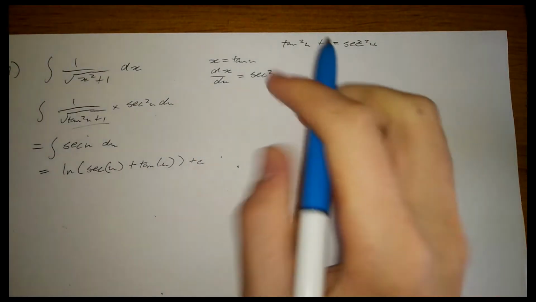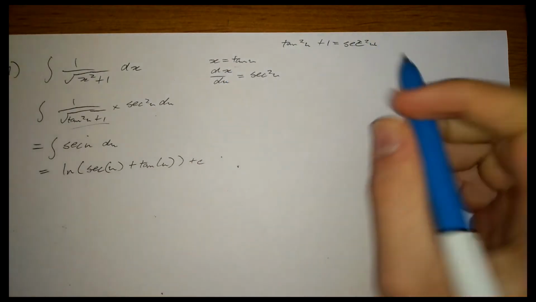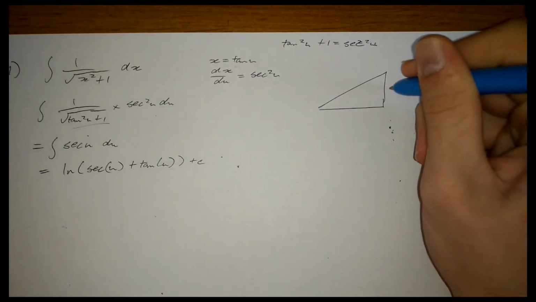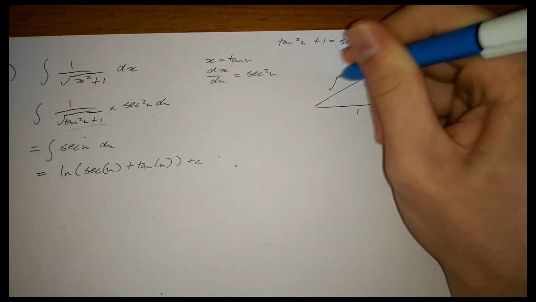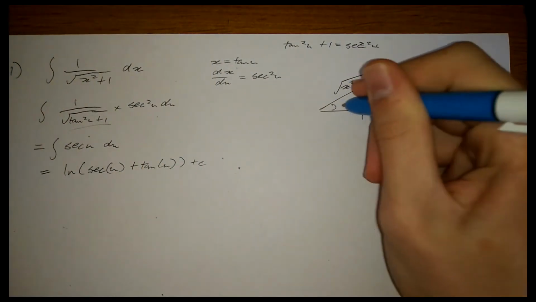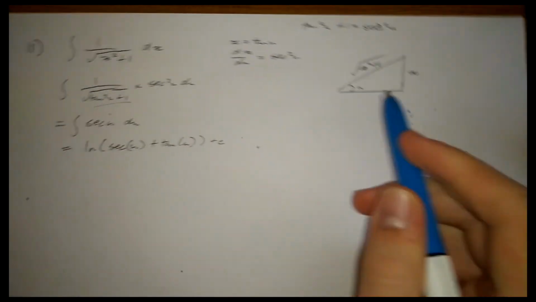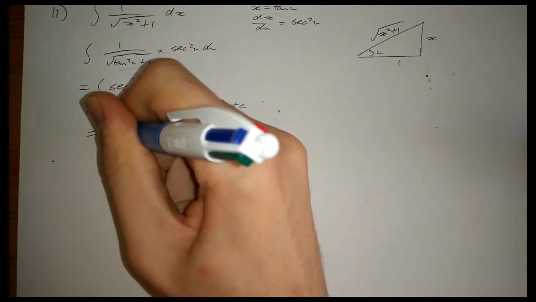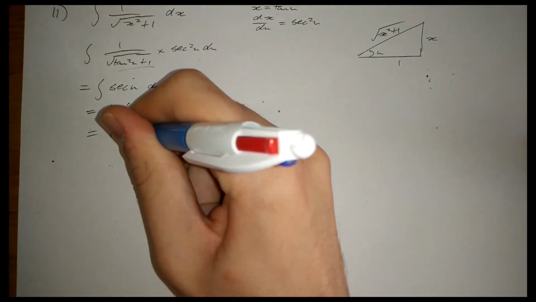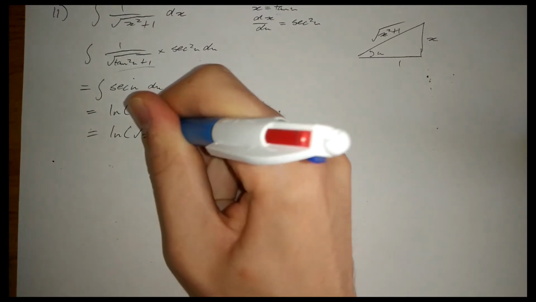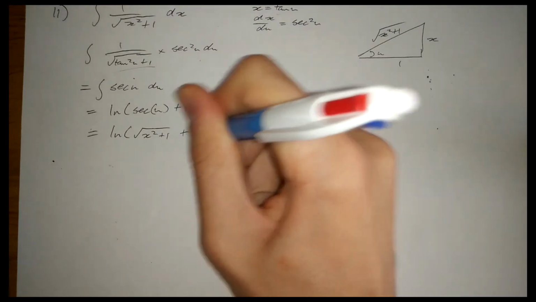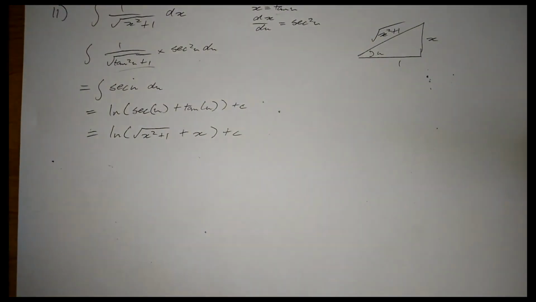So now, if we think about this again, with tan u being opposite over adjacent, so with x over 1, then this one over here will just be the square root of x squared plus 1, using Pythag, where this is our angle u. So, using that, we have the natural log of sec u, which is just hypotenuse over adjacent, so that's just the natural log of root x squared plus 1, plus tan u, which is opposite over adjacent, which is just x. Then we have a plus c at the end.